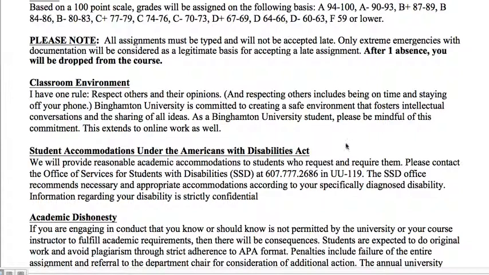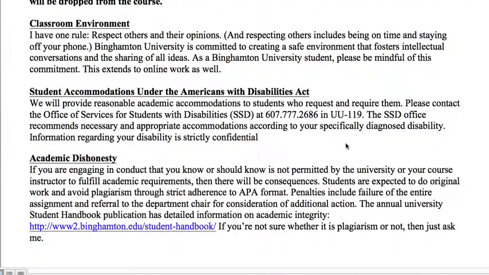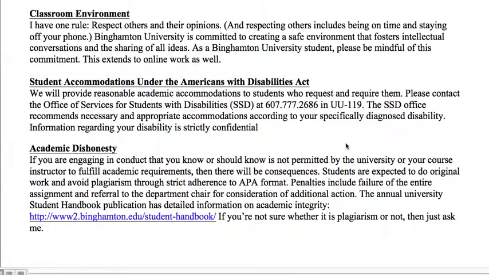All right, I have one rule: respect others and their opinions. I really don't see this being a problem as graduate students. I've heard great things from the professors in the literacy department, so I look very forward to working with all of you.